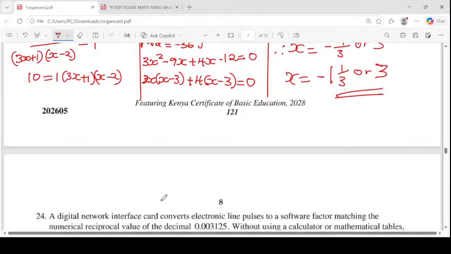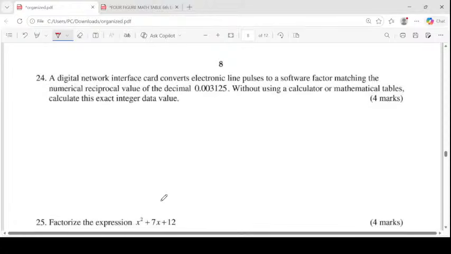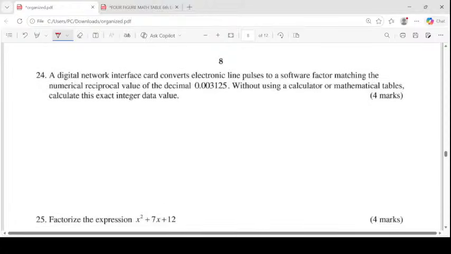Let us look at the next question, ladies and gentlemen. Question number 24. A digital network interface card converts electronic line pulses to a software factor matching the numerical reciprocal value of the decimal of this. Without using a calculator or a mathematical table, calculate this exact integer data value.